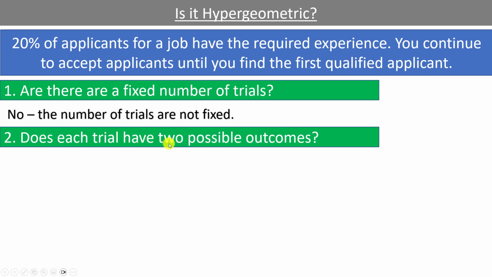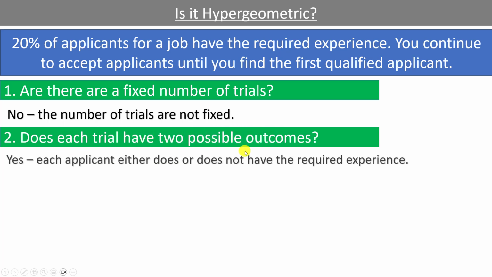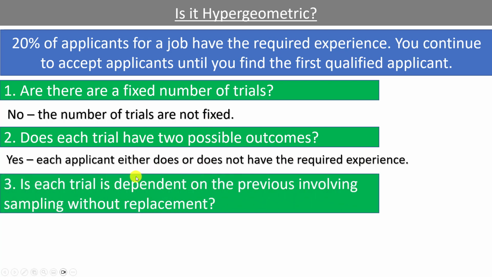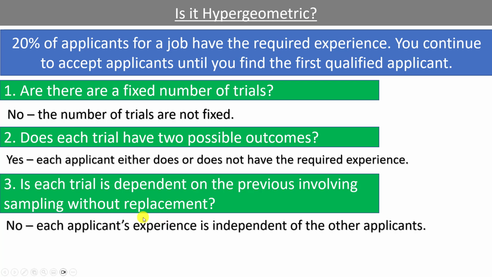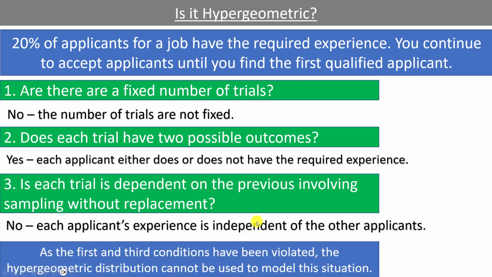Does each trial have 2 possible outcomes? Yes, each applicant either does or does not have the required experience. Is each trial dependent on the previous, involving sampling without replacement? No, each applicant's experience is independent from the other applicants. As the first and third conditions have been violated, the hypergeometric distribution cannot be used to model this situation. You may recognize this as the geometric distribution when we're continuing trials until we find the first success.